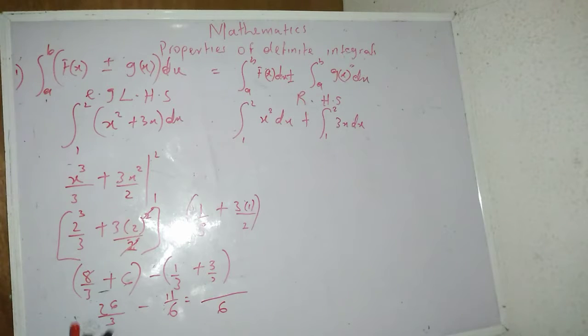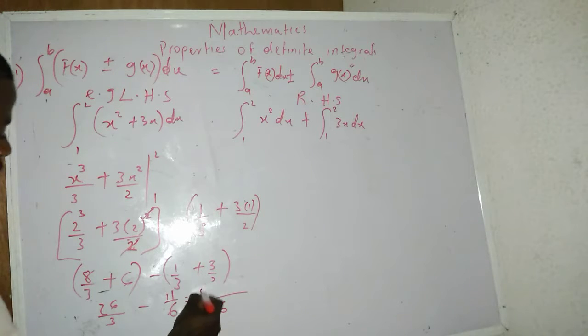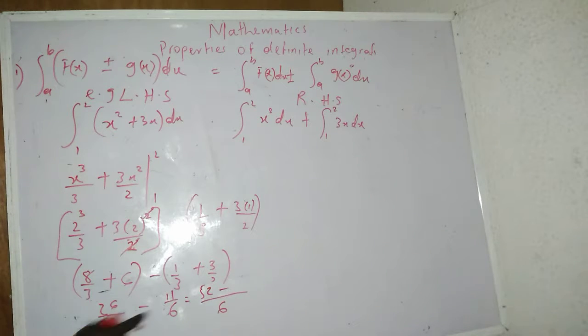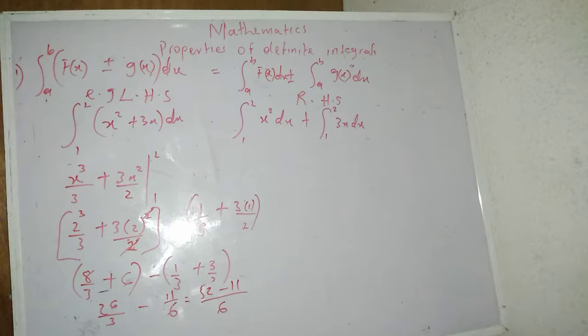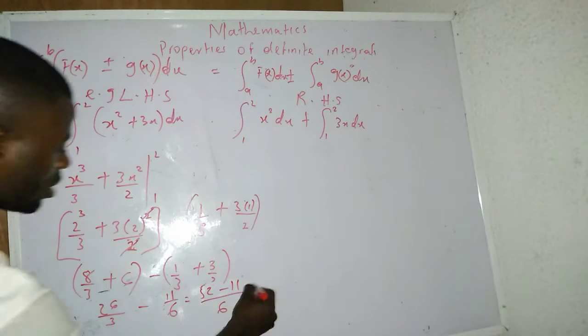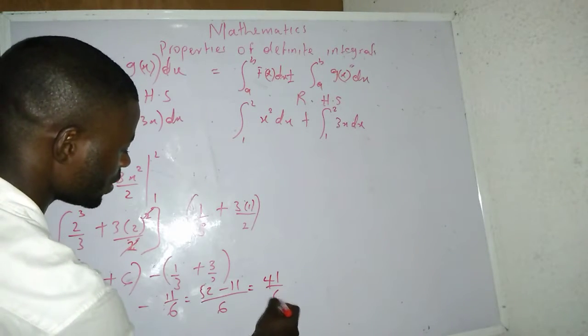6, which is going to be 26, which is going to be 3. 2 times 26 is 52. I have 52 minus 11, which is 41. Okay, that will be 41. I'll be having 41 all over 6.